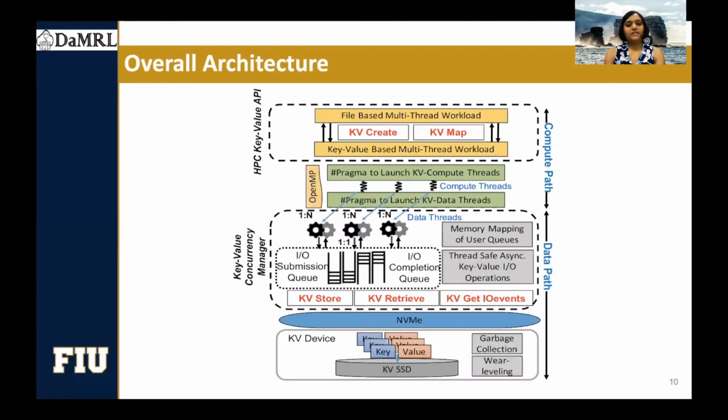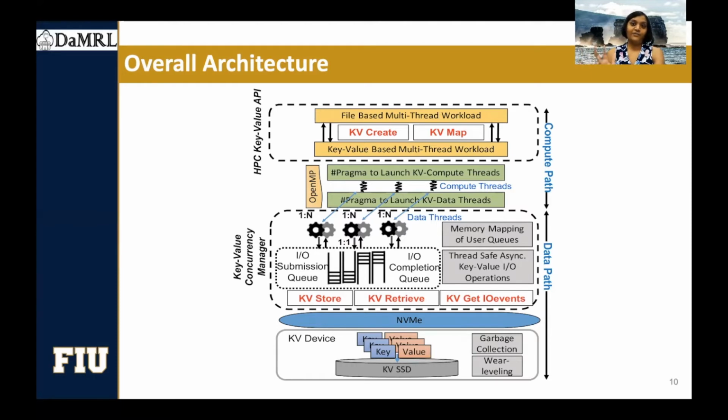Jumping into the KV-SiPs framework, our framework mainly consists of two components, compute path and data path. Compute path has a lightweight wrapper to translate file-based applications to key-value-based workloads by using simplistic functions such as KV-create and KV-map. But the main contribution of compute path is how to launch multiple compute threads as well as how to launch multiple data threads from each compute thread.